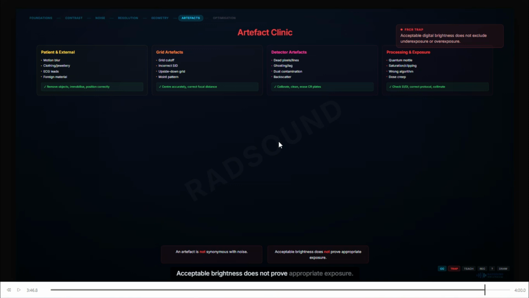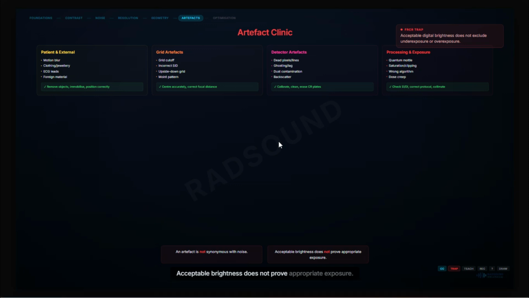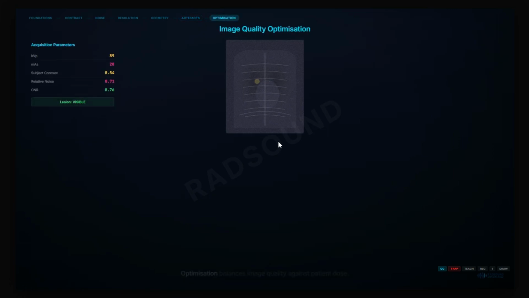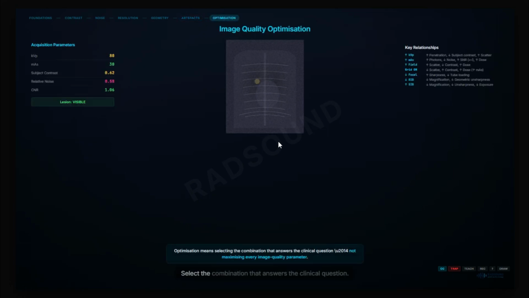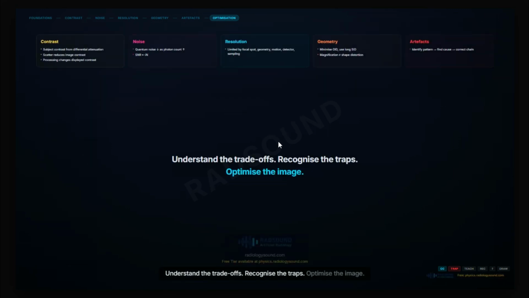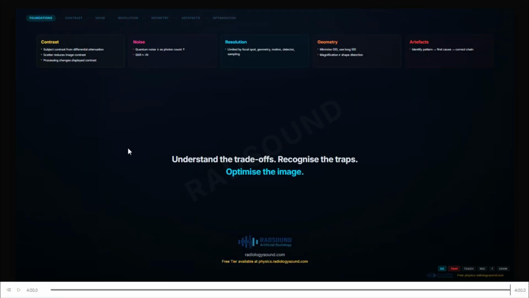So what is the importance of optimizing our image? Optimizing the image is going to help us have better image quality. For your current image, you have to know the settings: kVp, mAs, filter, grid, and others. Contrast, noise, resolution, and very importantly geometry, artifact, and others.